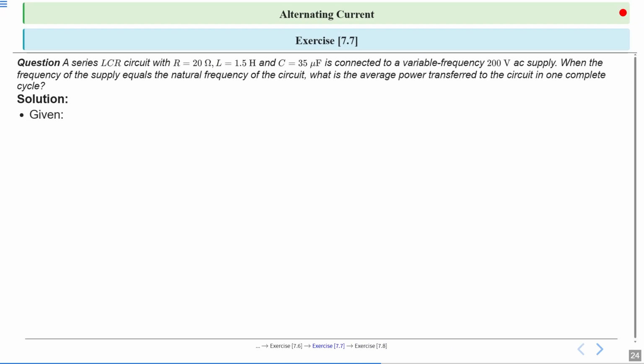So firstly, list all the things. What do we have to calculate? We have to calculate the impedance. Then we have to calculate the IRMS, since VRMS is given. Then we have to calculate the average power transferred.